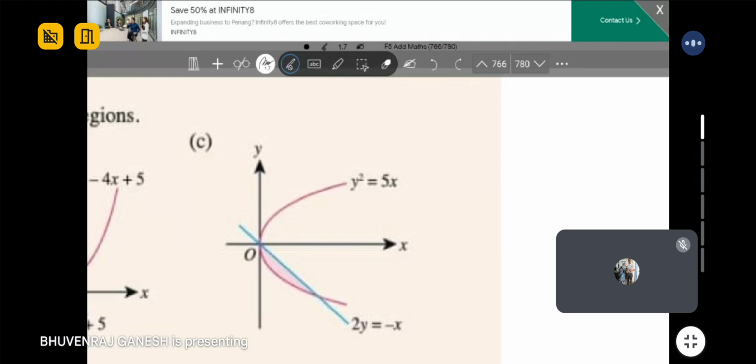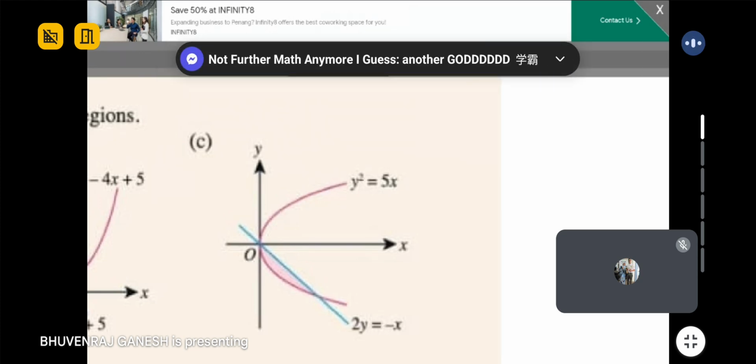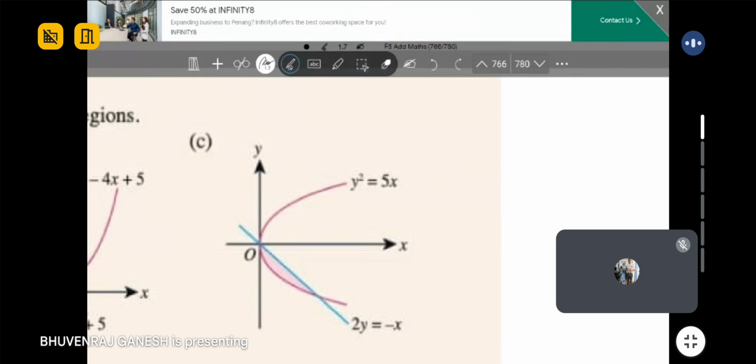Okay, question C. Your shaded region. How are you going? Wow. Now you give me title Mr. Aura also. Okay. So for question C, how to get shaded region? Can you all tell me what is the concept?